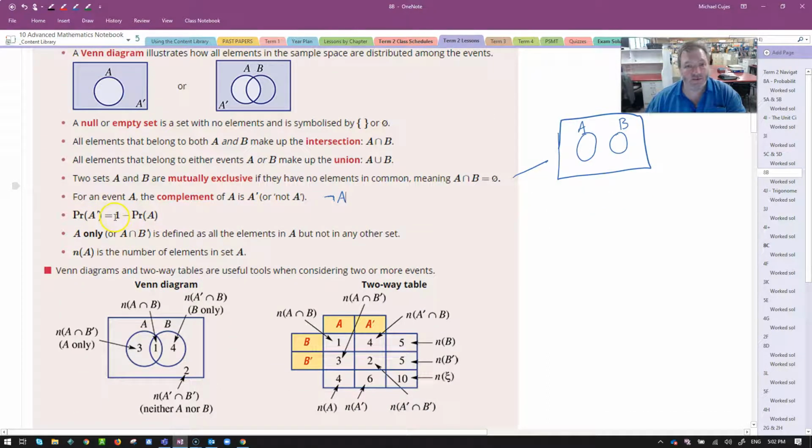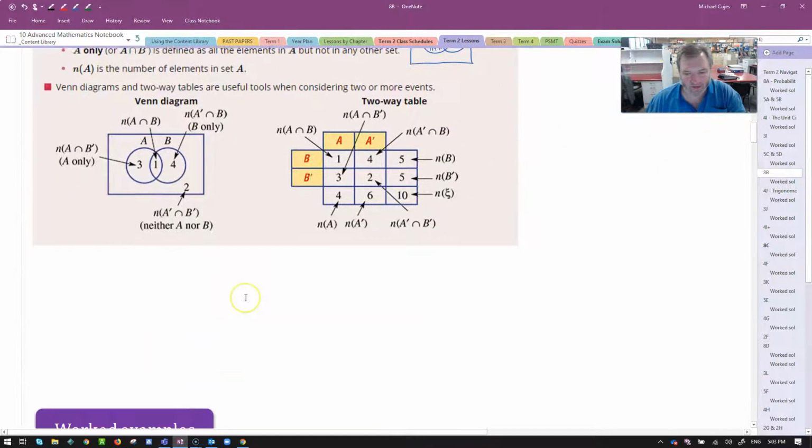As always, the sum of our probabilities is 1. So if I want to know what's the probability of not getting A, I can just do 1 minus the probability of getting A. A only is defined as the elements in A but not any other set. If I was to look at, again, just two sets A and B, A only will be the elements in set A that are not also in set B, so not that little bit in the intersection.